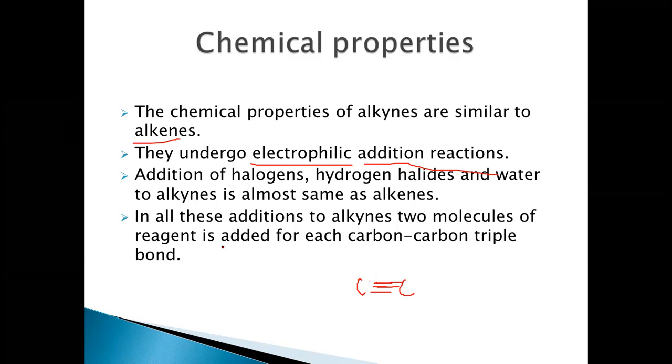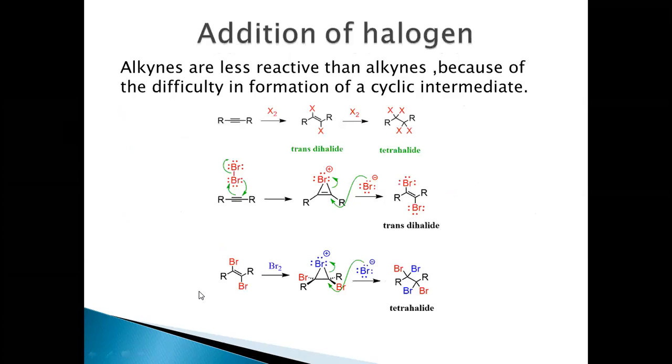The main reactions it undergoes are addition of the halogens, hydrogen halides, that is HX, and water, in the same way as the alkenes undergo these addition reactions. In alkenes, only one molecule of the reactant is necessary, but here, because of the presence of two pi bonds, two molecules of the reagents can be added to this C triple bond C. Let's look at the addition of the halogen now.